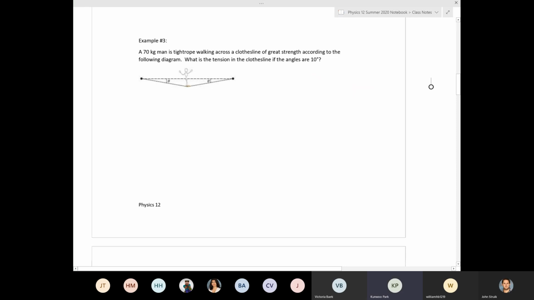Mr. John, I have a question. Are mass and gravity, I mean, Fg, the same? No. This is your mass, and Fg is equal to mg, so mass times gravity.